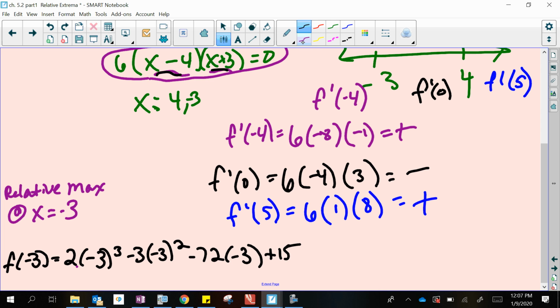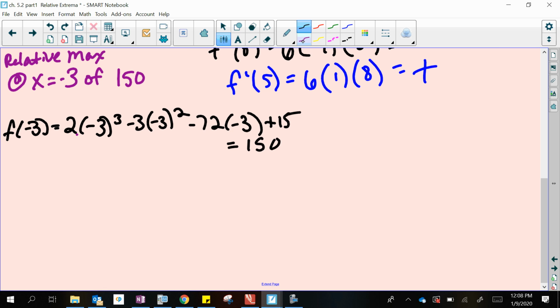At -3 of 150. Okay, so that's the correct way to say it, right? So the max is happening at -3, but the max is 150. So we have a relative max at -3 of 150. And then at 4, we have a relative min, right? And it's happening at 4.